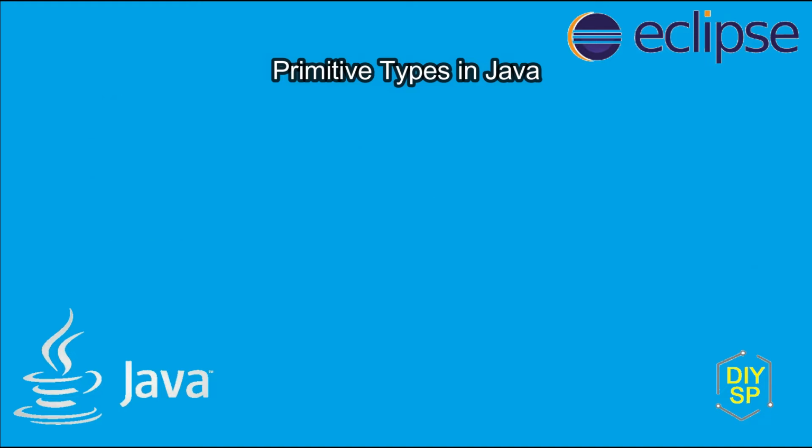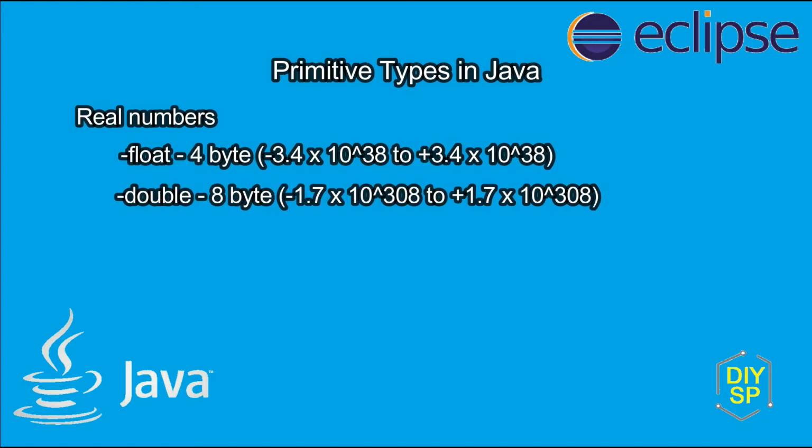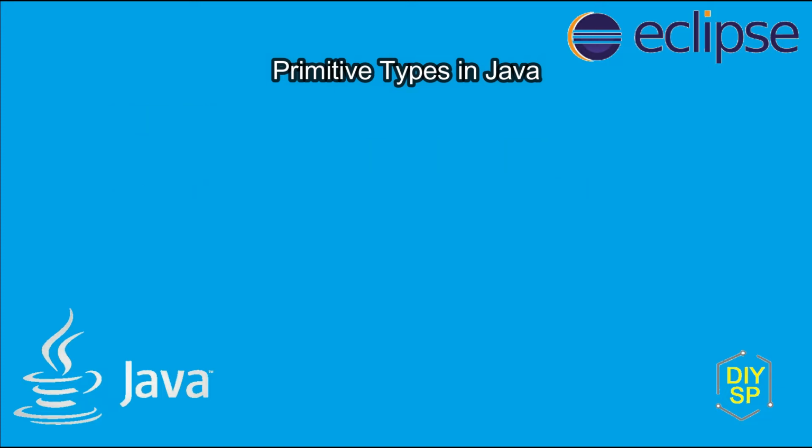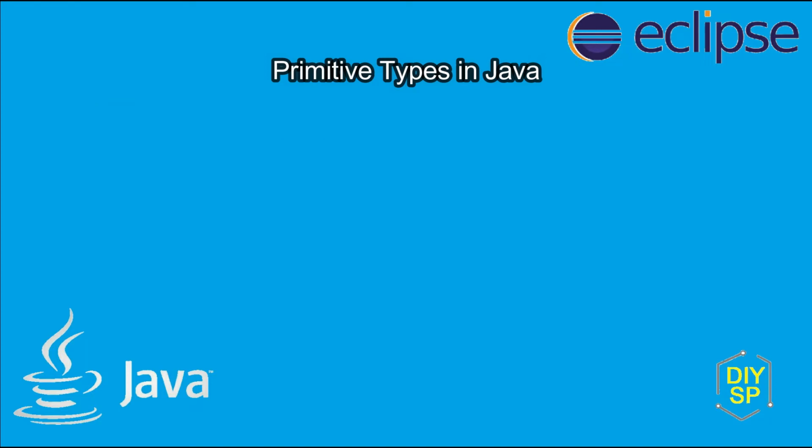So if you want to store a number that has a decimal point, you need to use real types, and there we have float that takes 4 bytes and double that takes 8 bytes. If you want to store a single character like ABC, you can use char type that takes 2 bytes of memory and supports international characters. And finally we have Boolean type for storing Boolean values, which can be true or false.